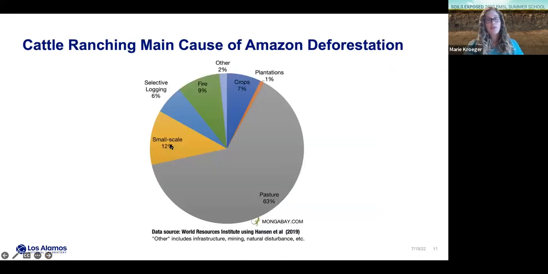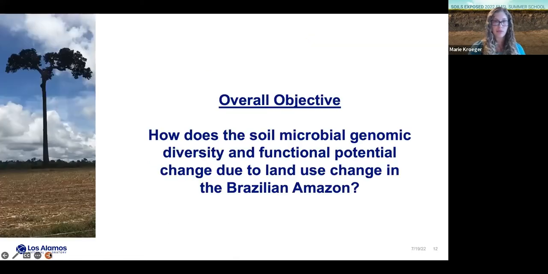In the Amazon rainforest, specifically in Brazil, which is what I focused on, I found that the main cause is cattle ranching. They slash and burn the rainforest to make these cattle pastures, because cattle and beef is one of the main exports and drivers of the Brazilian economy. And so they just slash and burn it, creating these massive homogeneous cattle pastures. So the overall objective for this first part was to focus on how the soil microbial genomic diversity and functional potential change due to land use change in the Brazilian Amazon.